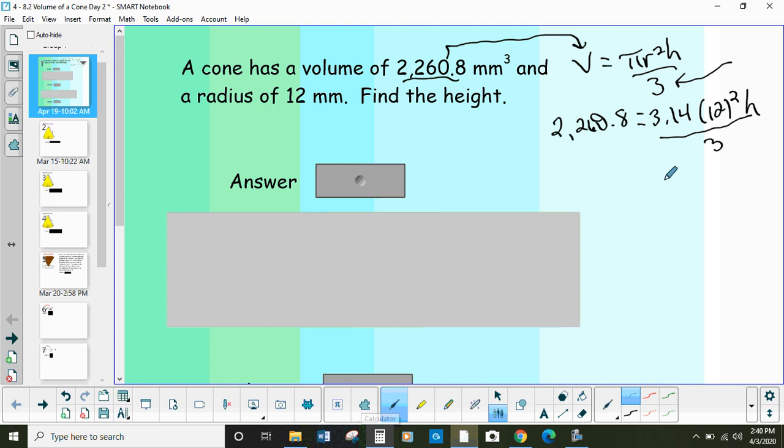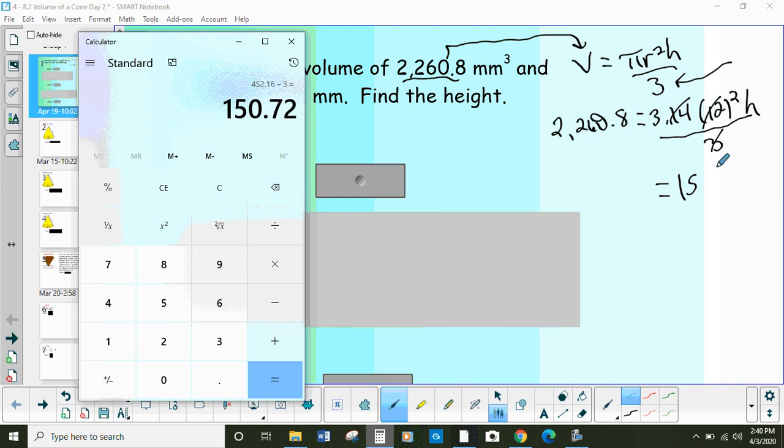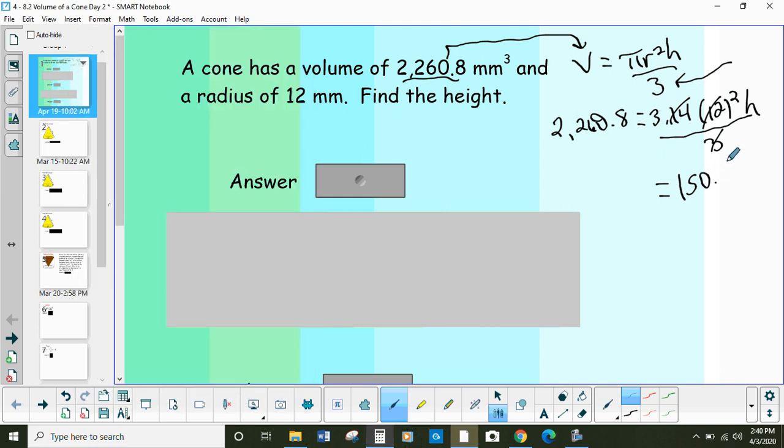We have this, and this together equal 150 and 72 hundredths. So all that, we don't know what h is yet. We know this side, or the volume, is 2,260 and 8 tenths. Now, in order to do this, we can go ahead and divide these two now with our calculators.